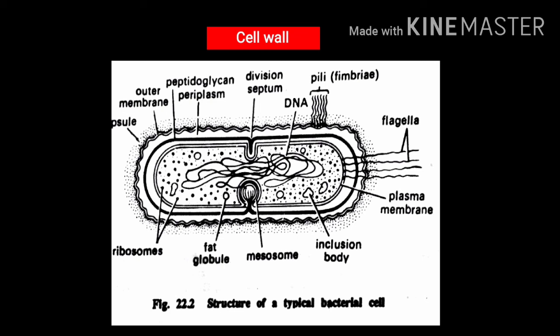Between the peptidoglycan region and the outer membrane is a periplasmic region. Several enzymes are present in the periplasmic region. The outer membrane is connected to the peptidoglycan layer by many bridges.